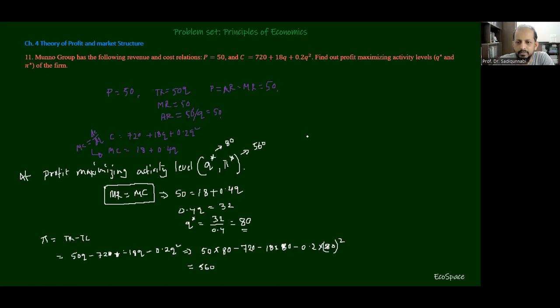So we can say that the solution to this problem, Q star and pi star, is equal to 80 and 560.